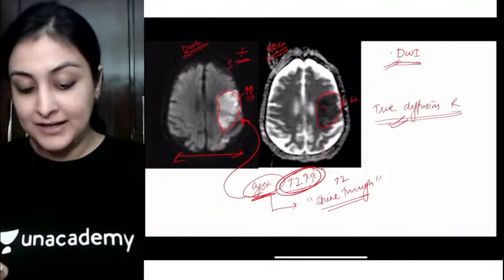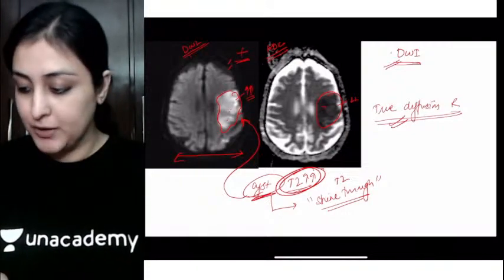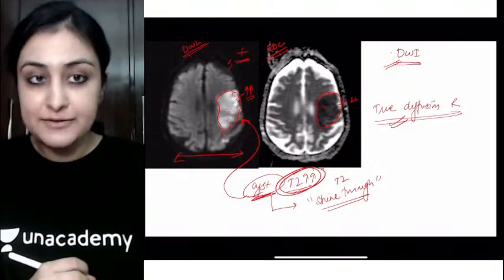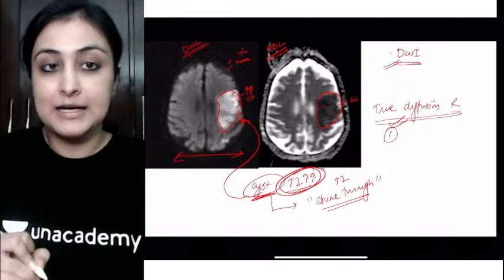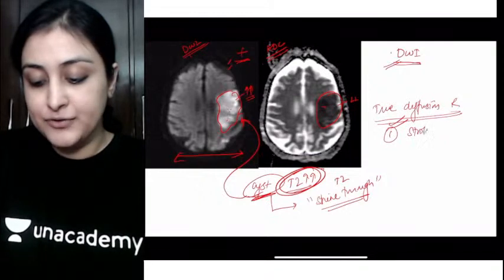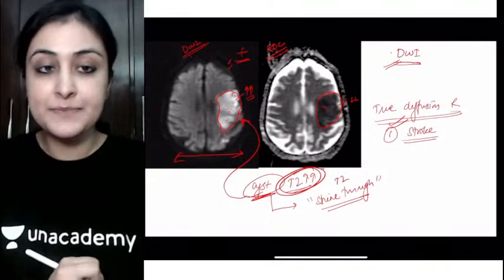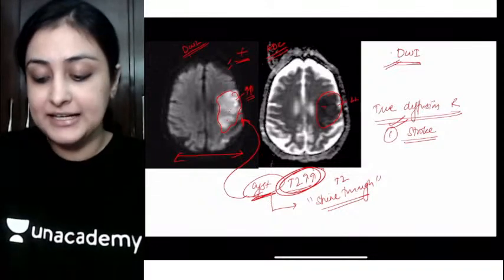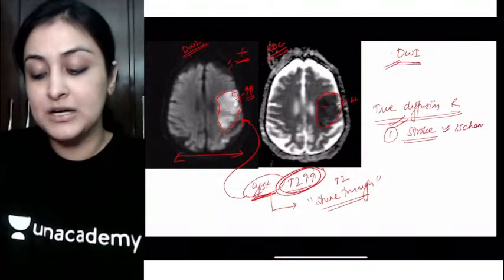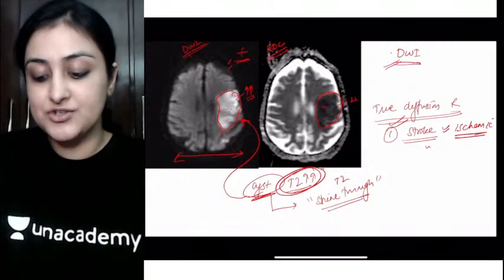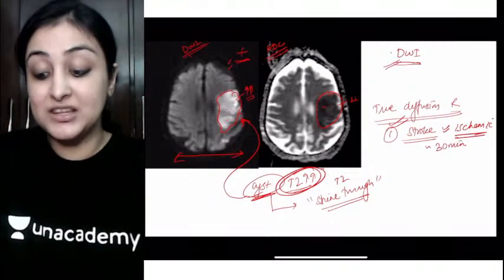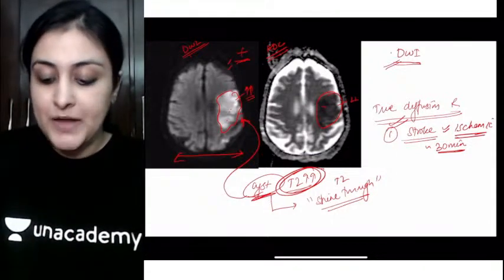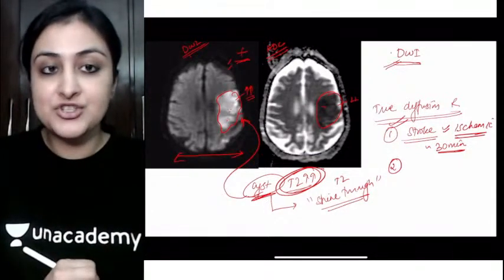So, apparent diffusion coefficient is the full form, like Dr. Alter Ego has said. Now, what all substances will show us diffusion restriction? So, first is stroke, where we have diffusion restriction, which is most useful, isn't it? Stroke, most sensitive sequence, earliest identification of an ischemic stroke will be on the basis of diffusion restriction. It will start showing restriction within 30 minutes of onset of stroke. Okay, so ischemic stroke.